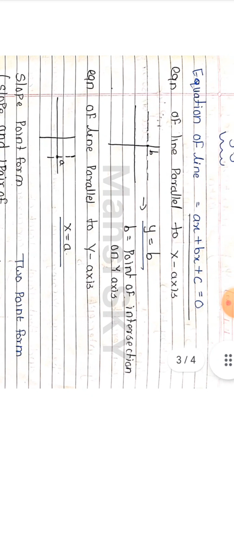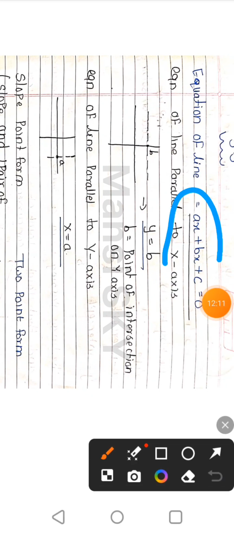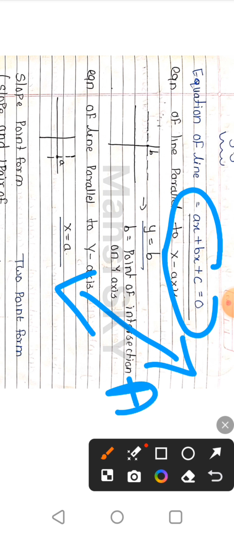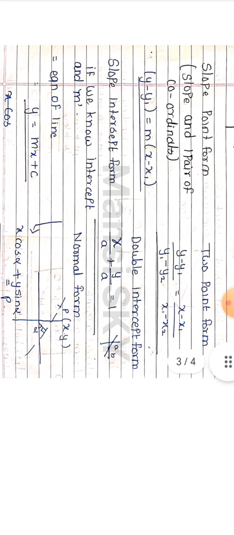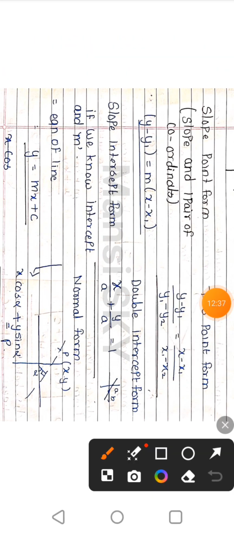When we have to find the equation of any line, this is the general form. But if we have to find the equation of a particular line, if we are given line A and they ask us to find its equation, how do we find that? We have many formulas for it, so let's see them. Slope point form: if we have one coordinate pair and the slope of that line, then we can find the equation of that line with the help of this formula, which is y minus y1 is equal to m into x minus x1.